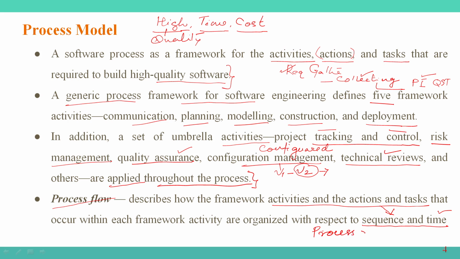Process flow. Normally we can get it from the data flow diagram. In the data flow diagram, normally we will have a process flow, because that will give you which kind of process will happen, and if you come into a particular process, how the process will flow.